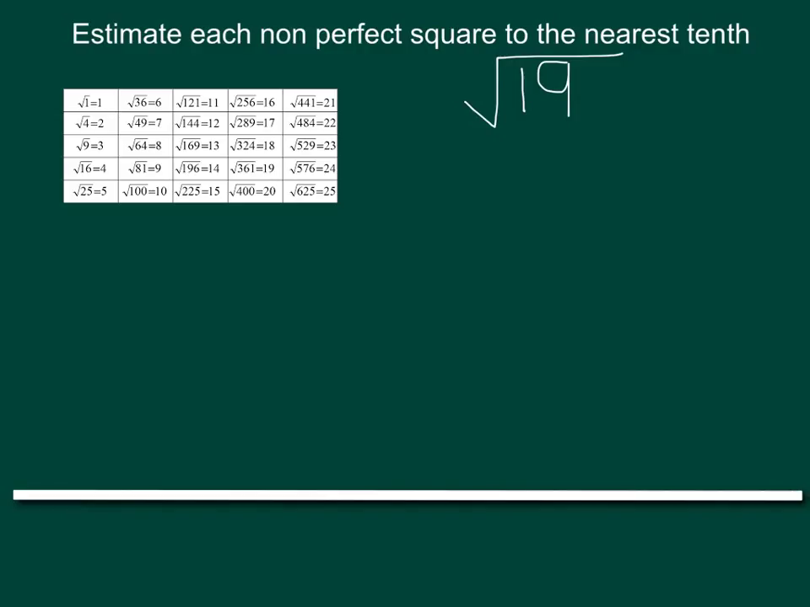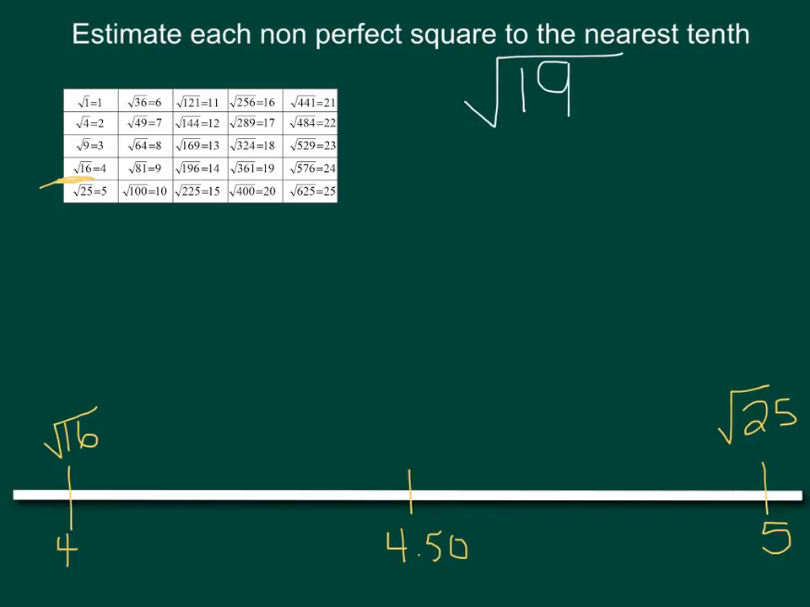So 19 comes right here between 16 and 25. The beginning of our number line would be square root 16, and the end would be square root 25. The square root of 16 is 4, and the square root of 25 is 5. So I know that the square root of 19 has to come between 4 and 5. I'm going to label my number line and put 4.5 right in the middle. Now we're going to see where square root 19 comes in.